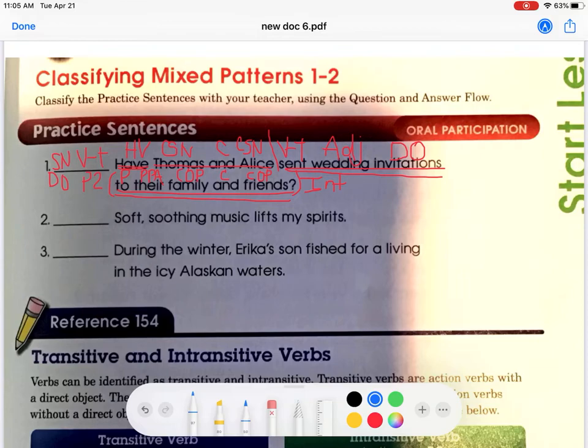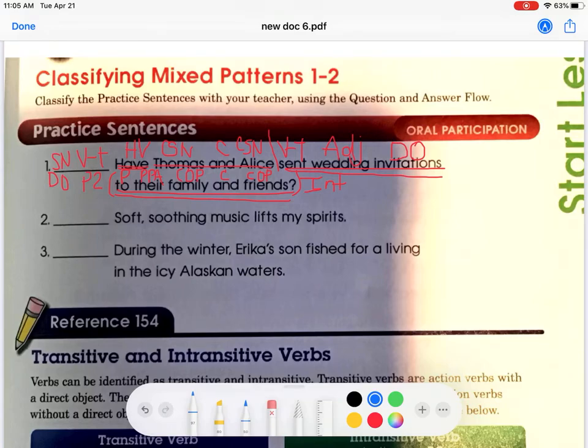All right. Let's go to sentence number 2. Soft, soothing music lifts my spirits. Now you may think, oh, this is probably pattern 1 because it's really short. That's not always the case, okay? So make sure that you read it carefully. So, first of all, any prepositional phrases? I don't see any. So this is our sentence we're dealing with.